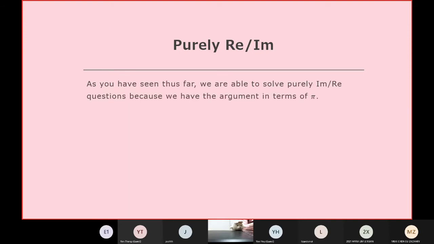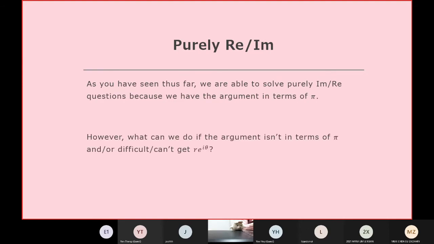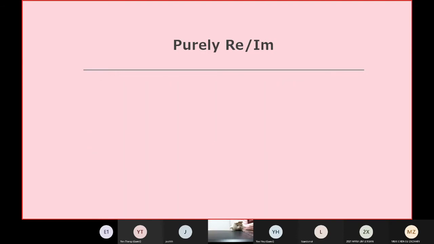Anyway, we're able to solve the purely imaginary and real questions because we have the argument in terms of pi. However, what can we do if we don't have the argument in terms of pi? Let's say we have tan inverse of something, or we cannot get theta at all. Well, we leave it in Cartesian form. It's the only way out, because trigonometric form is kind of like Cartesian, so that will really help you.